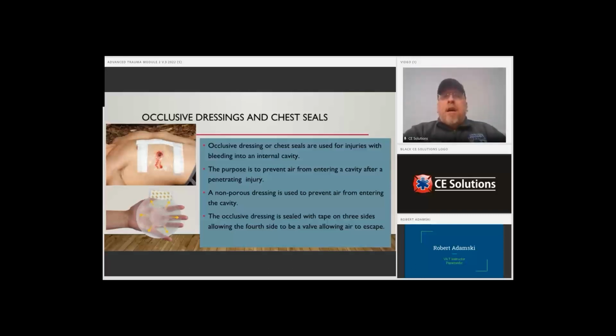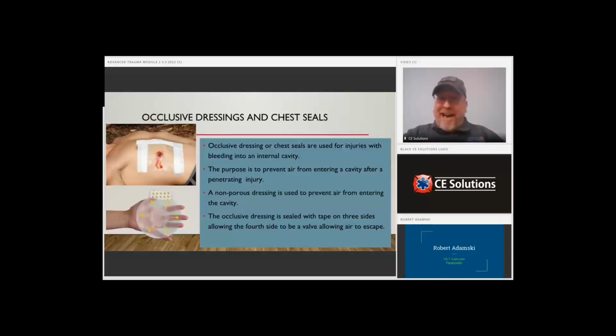Now, the commercial chest seals, for example, you have the Asherman chest seal, you have the Hi-Fin, the Halo, or the SAM chest seal. Those are all different brands or options for commercial chest seals. You apply them, you follow the directions, and they tend to work really well. However, if you don't have that option, your service doesn't have the commercial chest seals, you can do a homemade improvised occlusive dressing, which will work.